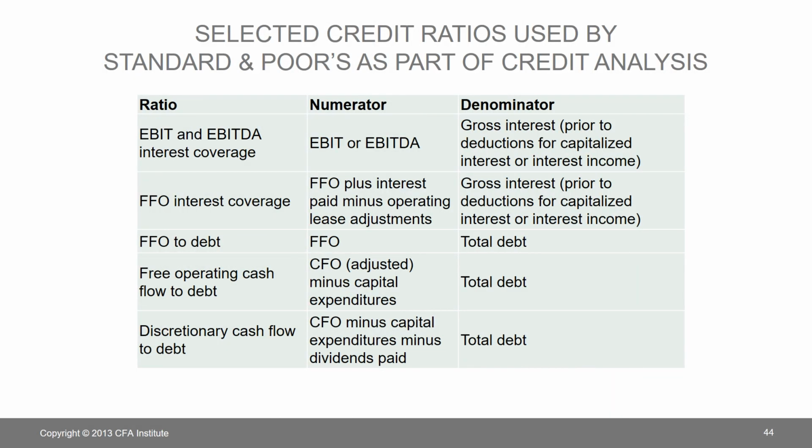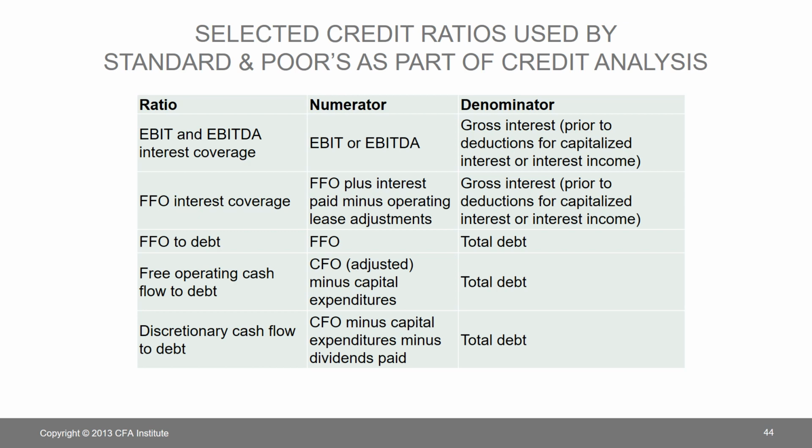On this slide and the next slide, you have a list of selected credit ratios used by Standard & Poor's, S&P, as part of credit analysis of industrial companies. The source of this information is Standard & Poor's Corporate Ratings Criteria 2008. Note that before calculating ratios, rating agencies make certain adjustments to reported financials, such as adjusting debt to include off balance sheet debt in a company's total debt. Now, FFO is funds from operations defined as net income adjusted for non cash items. CFO is cash flow from operations.